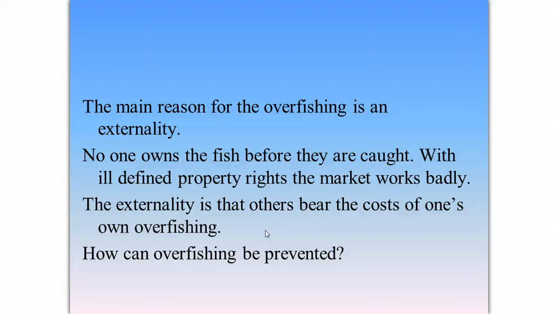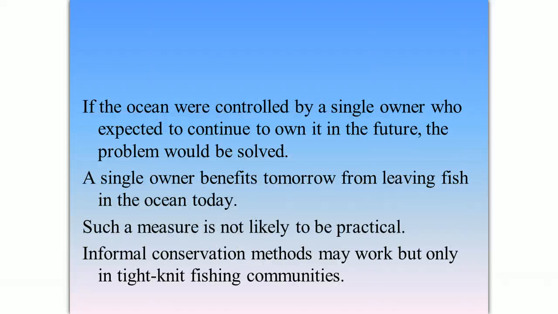They capture the revenue that generates. But everybody else then suffers the consequences. Everybody else then goes out and there's no fish to catch. So there is an externality: one person's activity is harming somebody else. So can it be prevented?